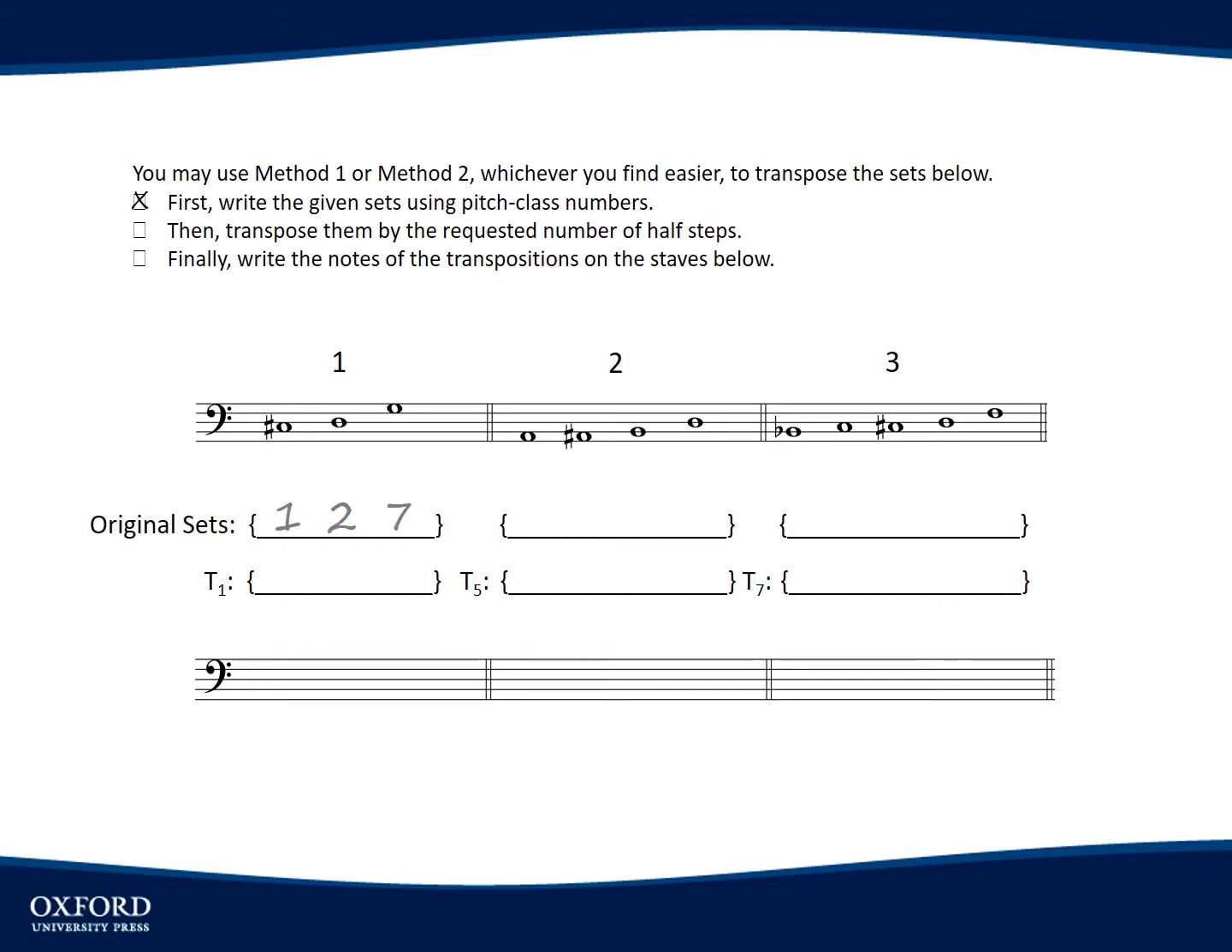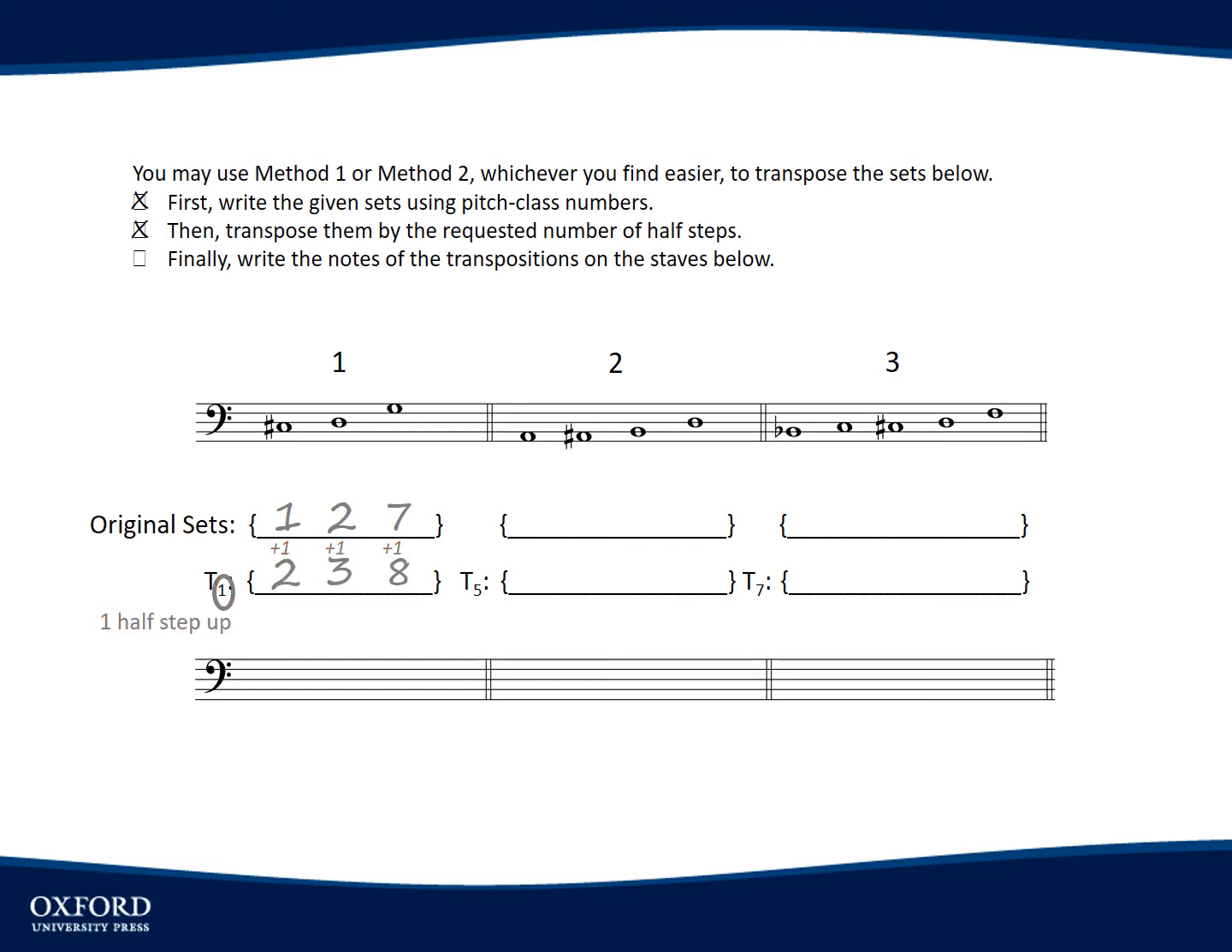The next step is to transpose that set up by the requested number of half steps. We're asked to find T1, or transpose up one half step. Using Method 1, we'll add 1 to each member of the set. 1 plus 1 is 2, 2 plus 1 is 3, and 7 plus 1 is 8. Now we're finished with the second step.